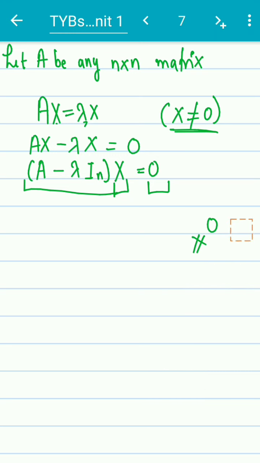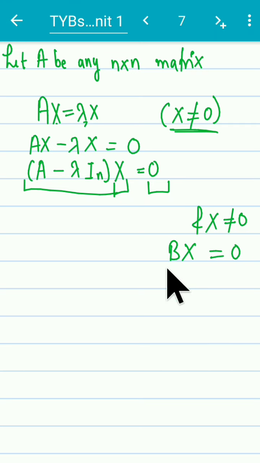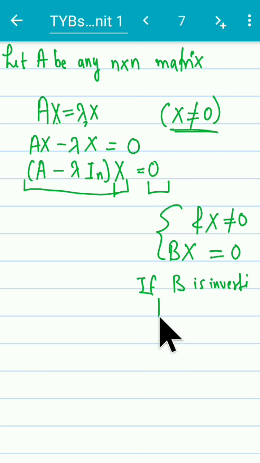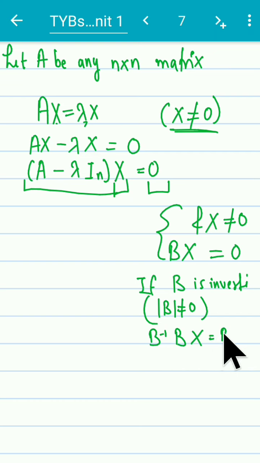Let me go into detail again. Suppose B times x is equal to 0 and x is not equal to 0. Okay, these are my assumptions. If B is invertible, then determinant of B is not equal to 0. Definitely this is the case. If B is invertible, what will I do? I will multiply B inverse on both sides. So it is B inverse B x is equal to B inverse 0. B inverse B is nothing but identity, so identity into x is equal to 0. x is equal to 0.